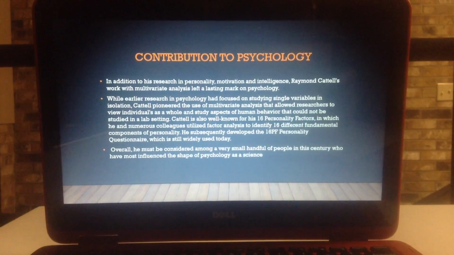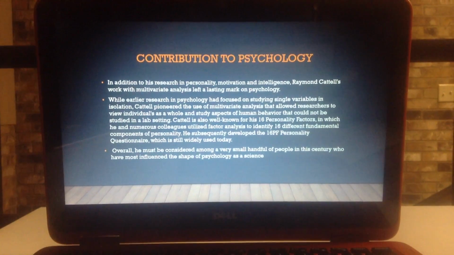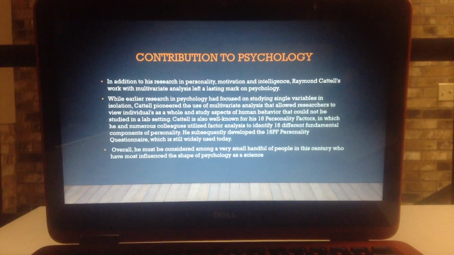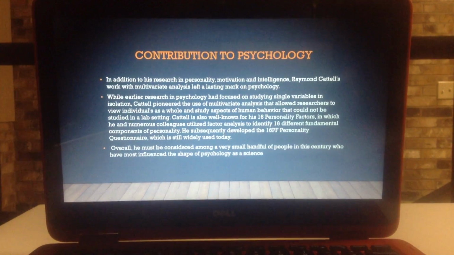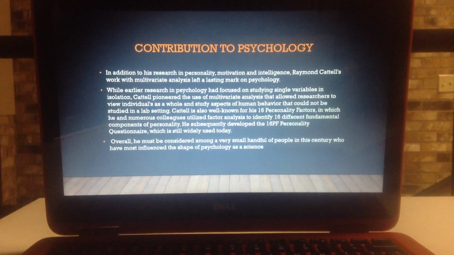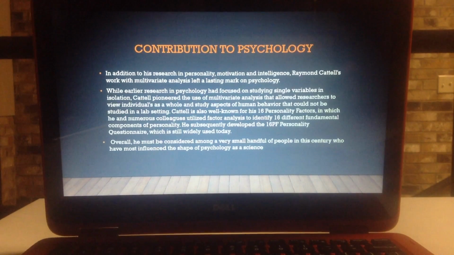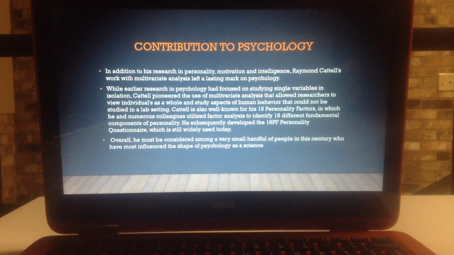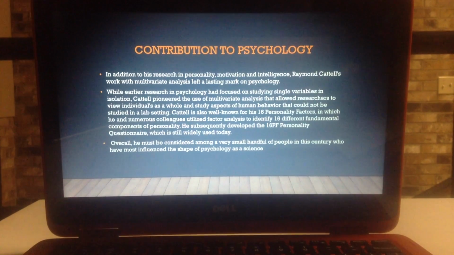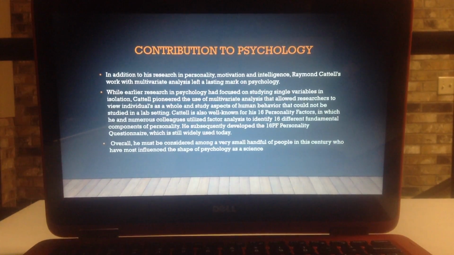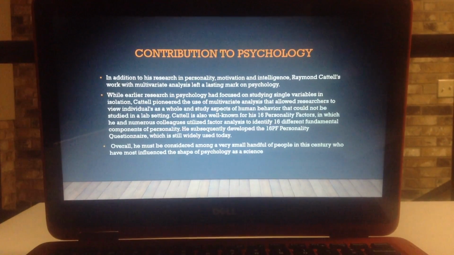Contribution to psychology. In addition to his research in personality, motivation, and intelligence, Raymond Cattell's work with multivariate analysis left a lasting mark on psychology. While earlier research in psychology had focused on studying single variables in isolation, Cattell pioneered the use of multivariate analysis that allowed researchers to view individuals as a whole and study aspects of human behavior that could not be studied in a lab setting.